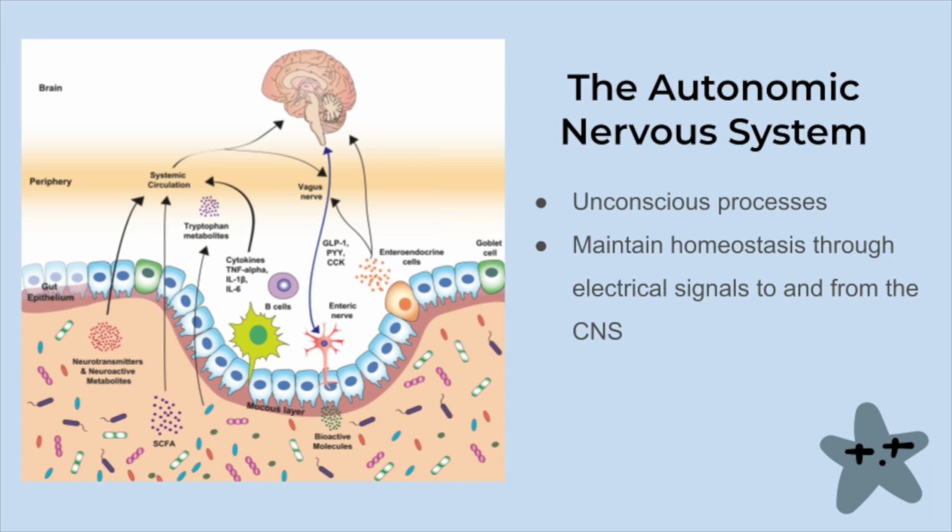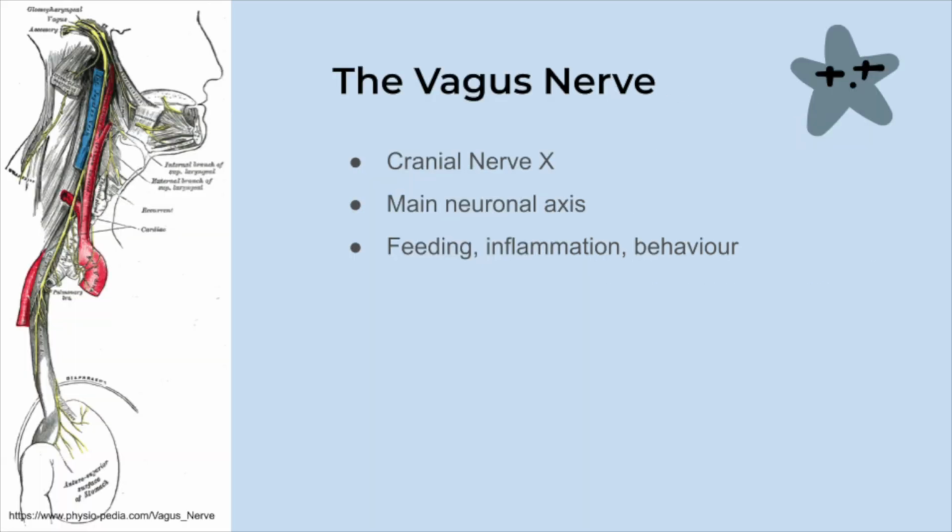Moreover, signaling from the gut can have major impacts on the rest of the body, with many of these signals coming from the microbiota. The microbiota actually produces many molecules that act as neurotransmitters, which can affect gut motility or even behavior and mood. The most important pathway of the nervous system for communicating with the gut is the vagus nerve, also known as cranial nerve 10.